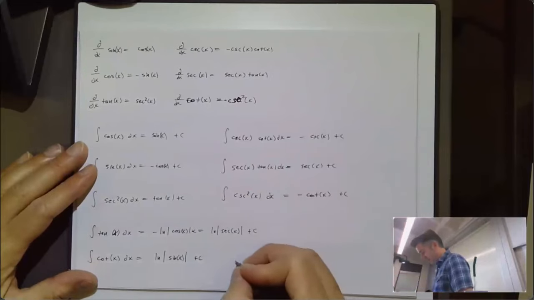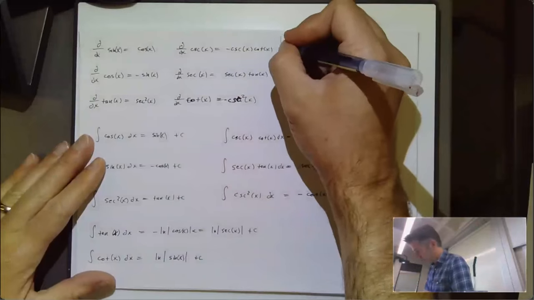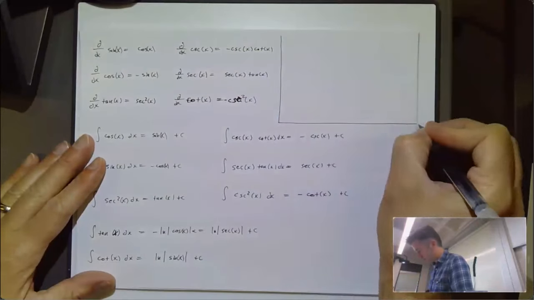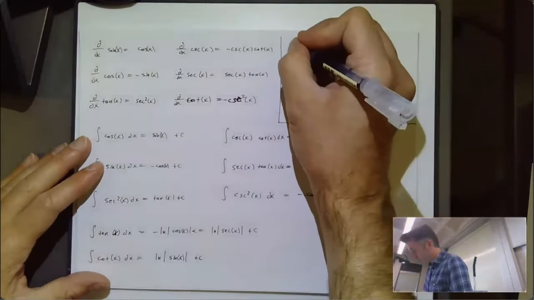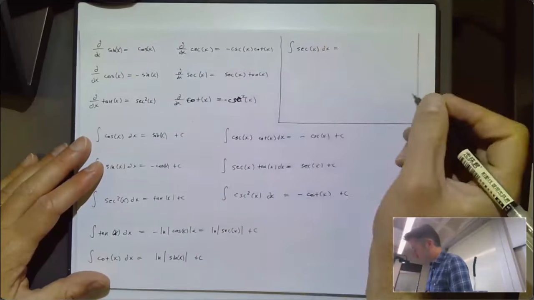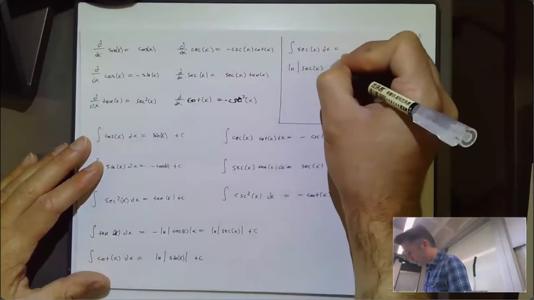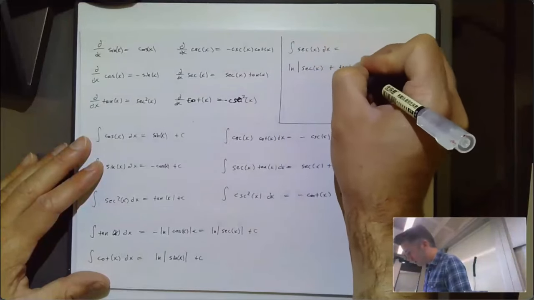Okay, then there's 2 more, which I think I can fit in here. There's the integral of secant. Let me write it up here. There's a little more room. So the integral of secant of x is equal to the natural log of the absolute value of secant of x plus tangent of x.